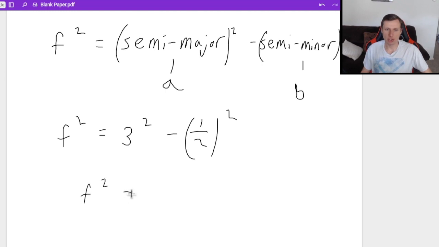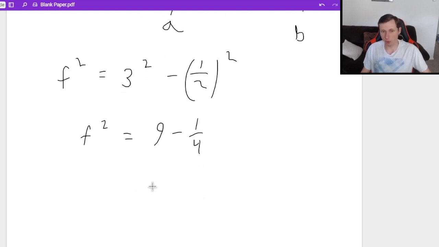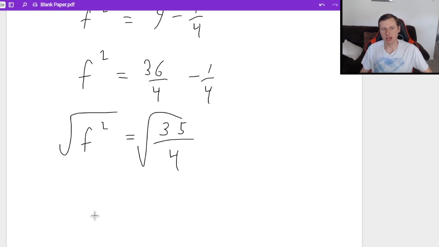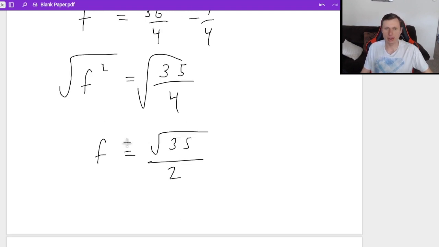So f squared equals 9 minus 1/4. Getting a common denominator of 4, that's going to give me 9 times 4 is 36/4 minus 1/4. Some of you are really bad at subtracting fractions. Really is concerning, but I'm assuming you know how to do that, hopefully. So we'll get 35/4 as f squared. Take the square root of both sides. You will get f equals the square root of 35, which does not reduce, divided by 2. And there is our focus.